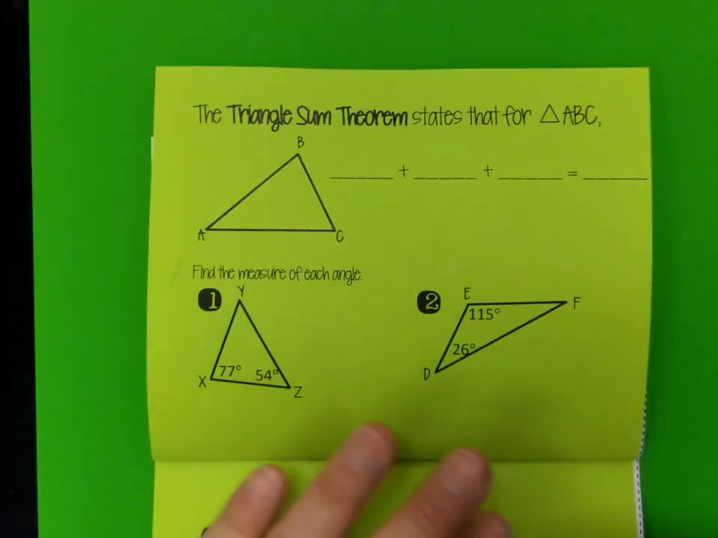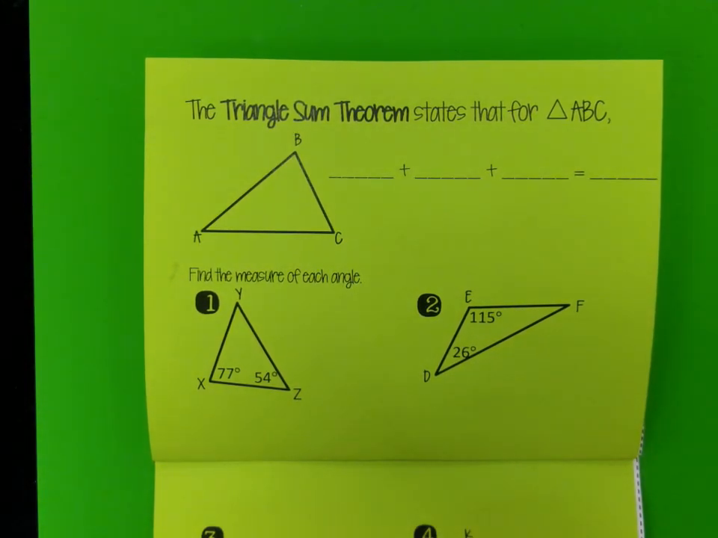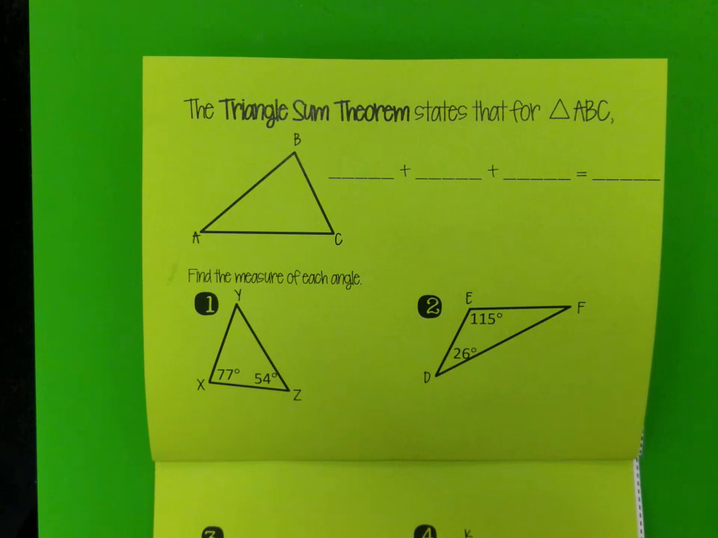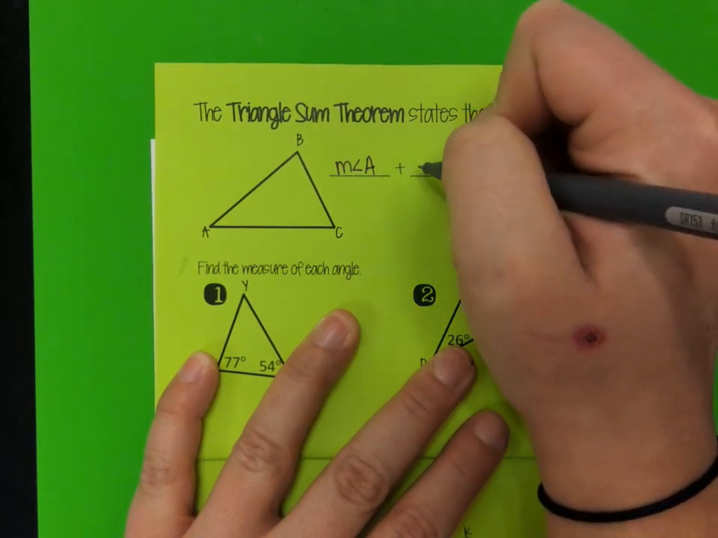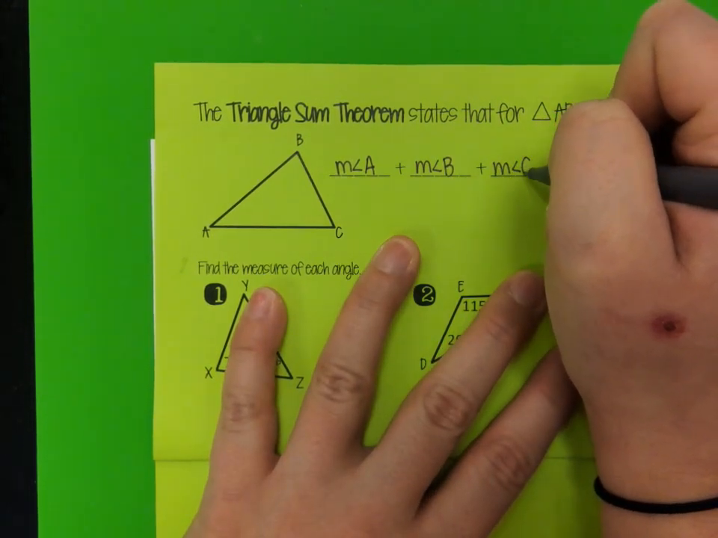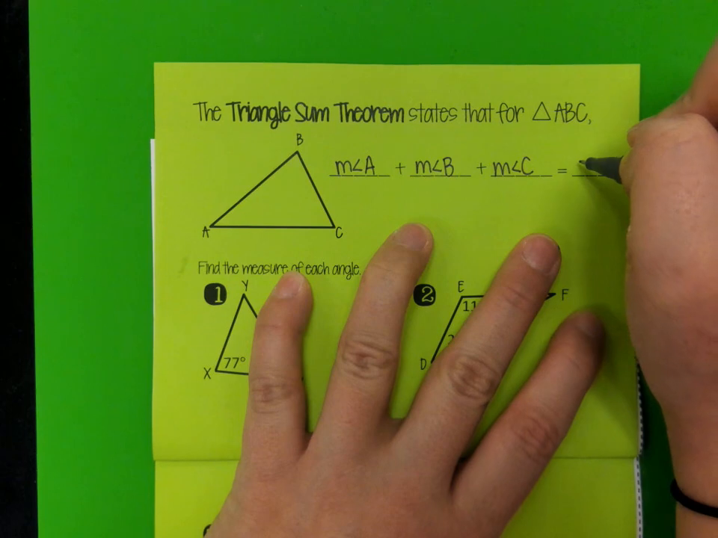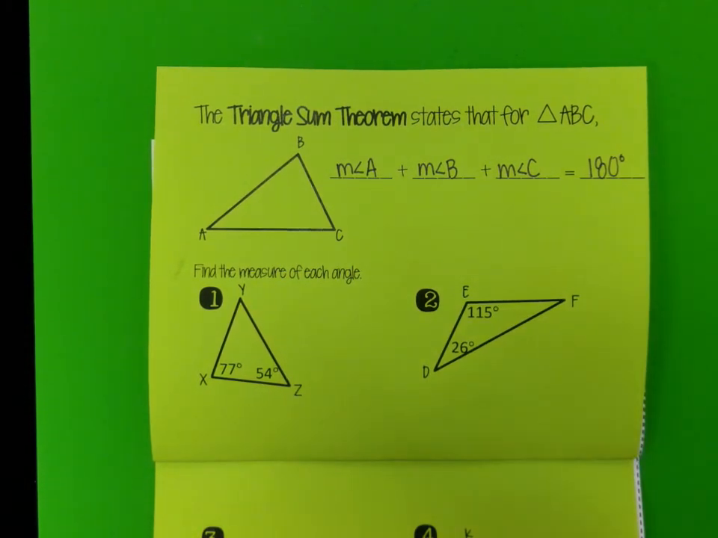Next we have our triangle sum theorem. So think about what you know about triangles. What you know about triangles, hopefully somewhere in the back of your soul, is that the measure of angle A plus the measure of angle B plus the measure of angle C is equal to 180 degrees. So that means that if you take all your angles in a triangle and you add them all up, they are going to equal 180 degrees.